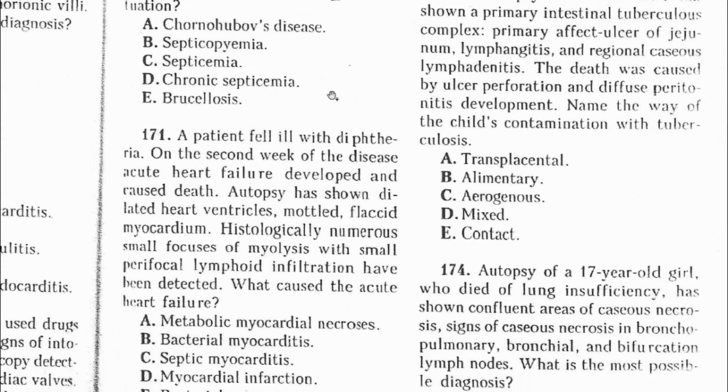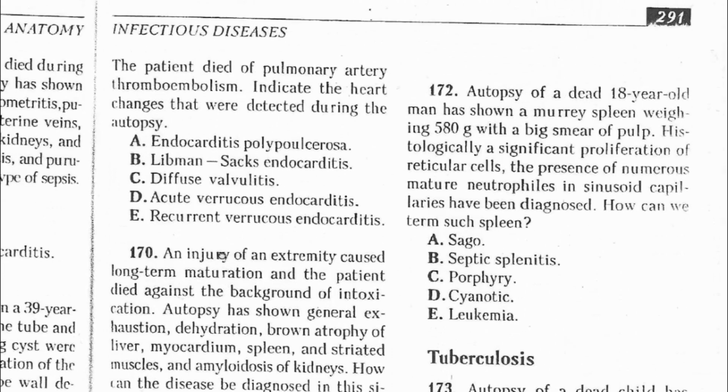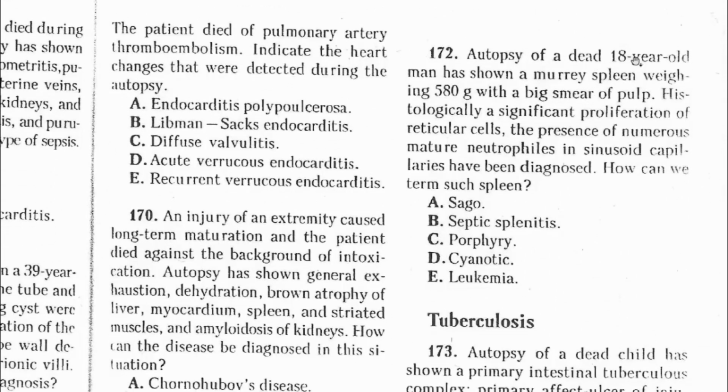Okay. Where am I? 72. Autopsy of a dead 18-year-old man has shown a enlarged spleen weighing 580 grams with a big smear of pulp. Histologically, a significant proliferation of reticular cells and the presence of numerous mature neutrophils in sinusoid capillaries have been diagnosed. How can we term such a spleen?